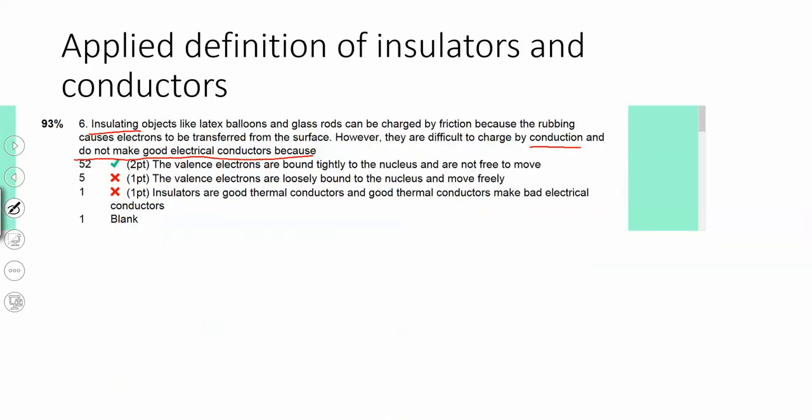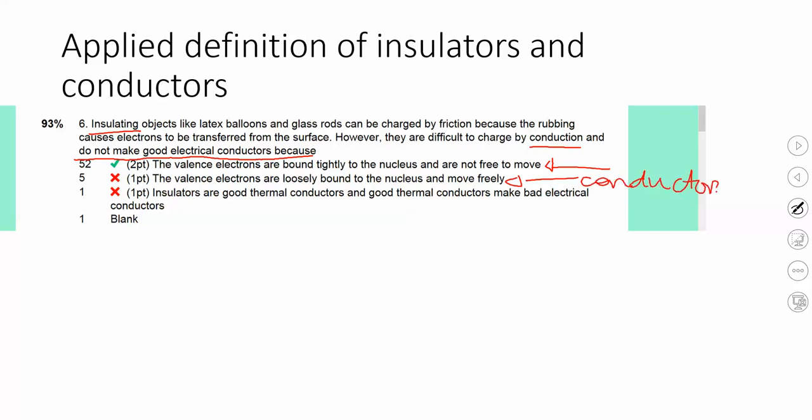Okay, an insulating object like a latex balloon and glass rods are charged by friction, and this was just what I talked about before. Insulators, the valence electrons are bound tightly. Conductors, there's a sea of free electrons. So if you pick this second one here, this is really talking about the conductor, and you need to read the questions very carefully because the question asks, why is an insulator? However, the insulators do not make good electrical conductors because. So they're looking for you to explain why the insulator is not a good conductor, not why the conductor is a good conductor. Okay.